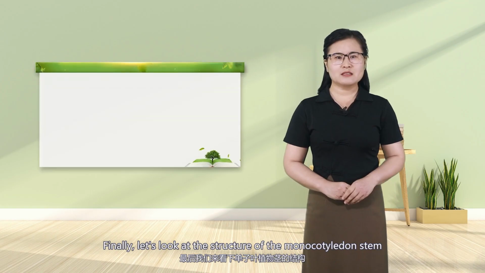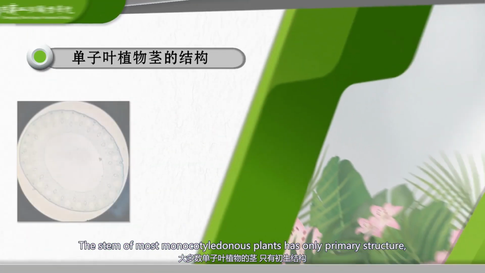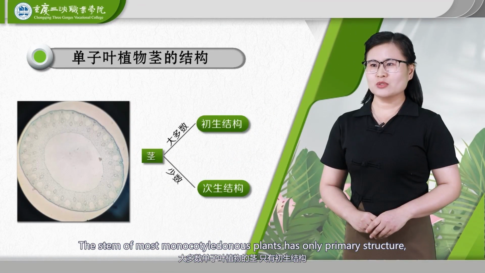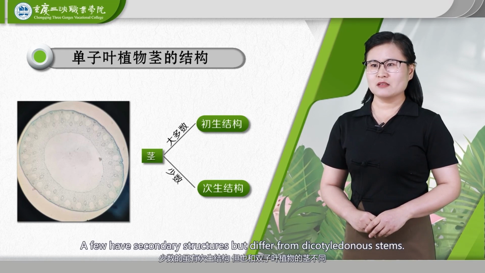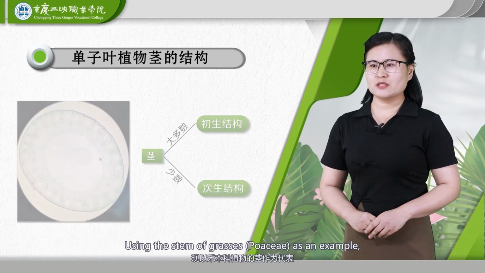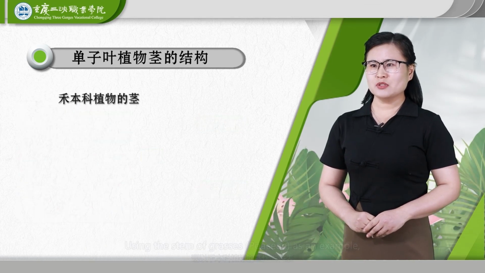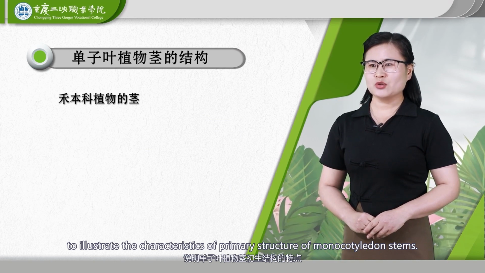Finally, let's look at the structure of the monocotyledon stem and see how it differs from dicotyledon. The stem of most monocotyledonous plants has only primary structure, so the structure is relatively simple. A few have secondary structures, but differ from dicotyledonous stems. Using the stem of grasses, Poaceae, as an example, to illustrate the characteristics of primary structure of monocotyledon stems.